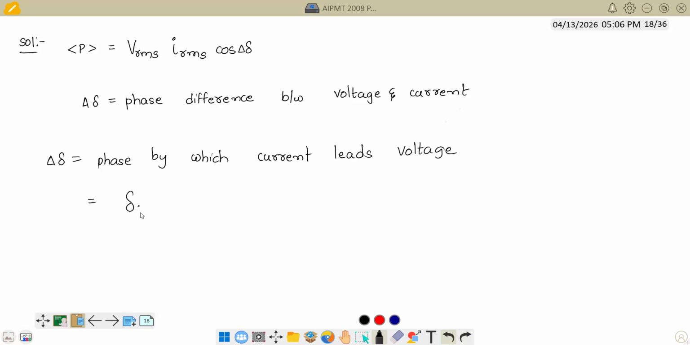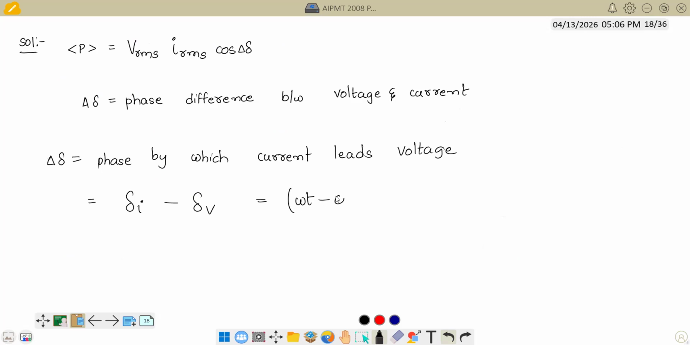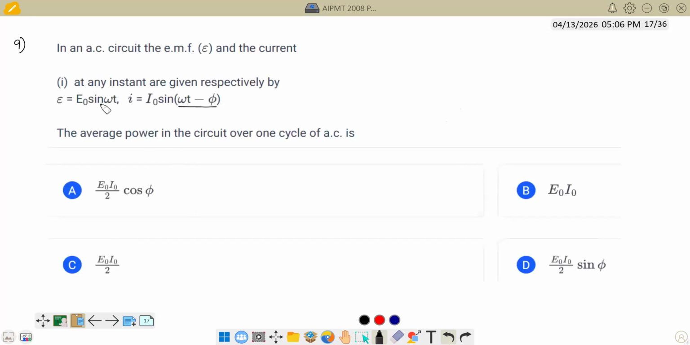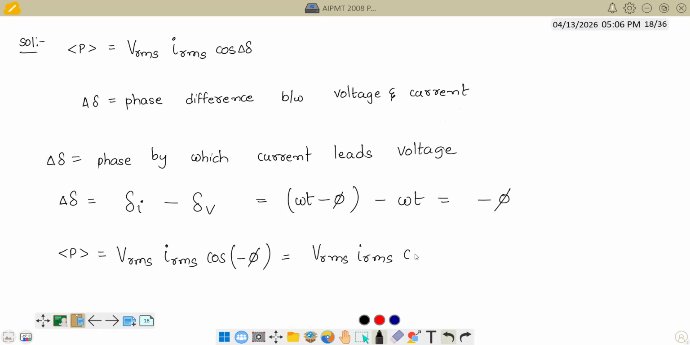What do you mean by which current leads voltage? Means first you have to find phase of the current and you have to subtract the phase of the voltage. From this question, we can clearly see I naught sine omega t minus phi is given. So the phase of current would be omega t minus phi. Minus, what is the phase of voltage? It would be omega t. So minus omega t. So you are actually getting delta equals minus phi. Just substitute it. Average power equals VRMS into IRMS into cos of minus phi. Anyway, that itself is again cos phi only, because cos minus theta would be cos theta only.